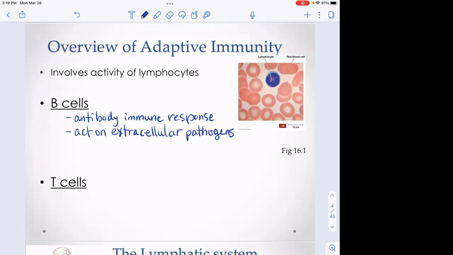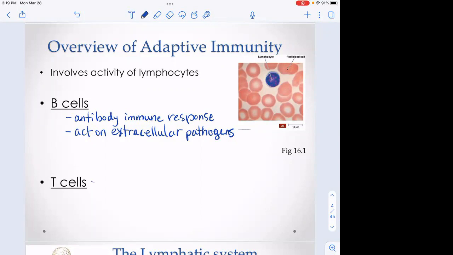Okay, so by an extracellular pathogen, I mean that one that came from outside of our body. Okay, so entered by some portal of entry, maybe we swallowed it, for example, or breathed it in. Okay, so it started outside of our body.